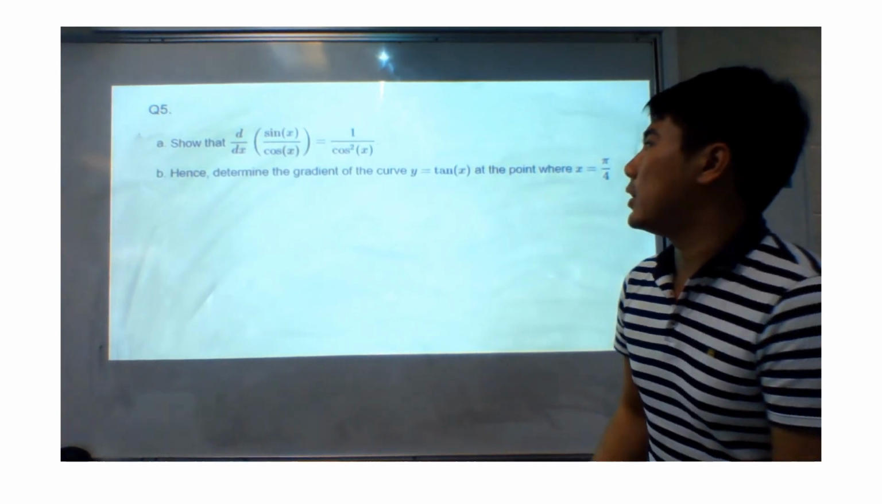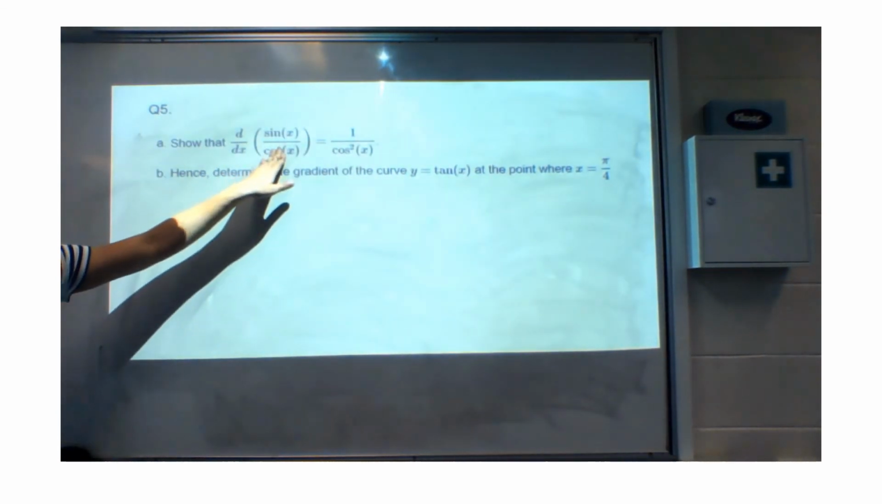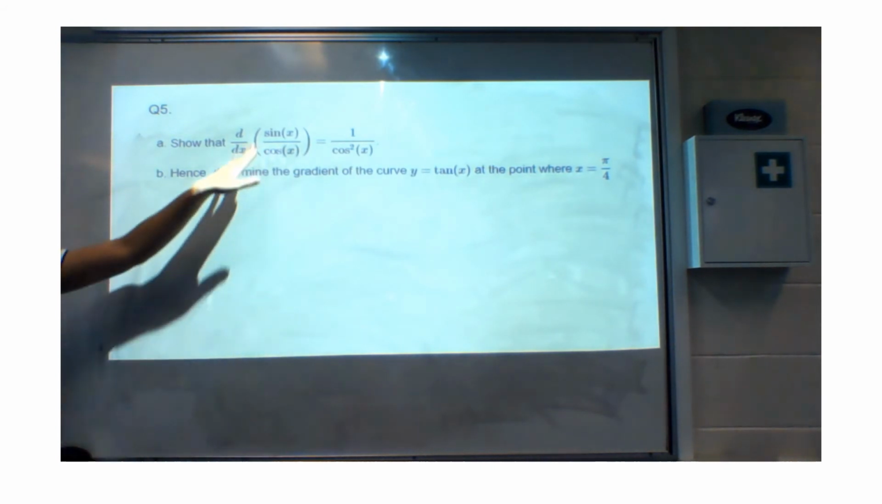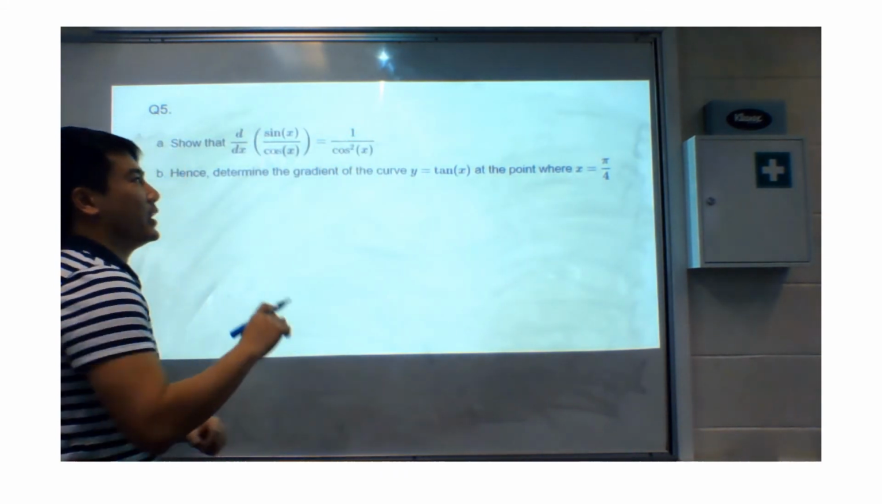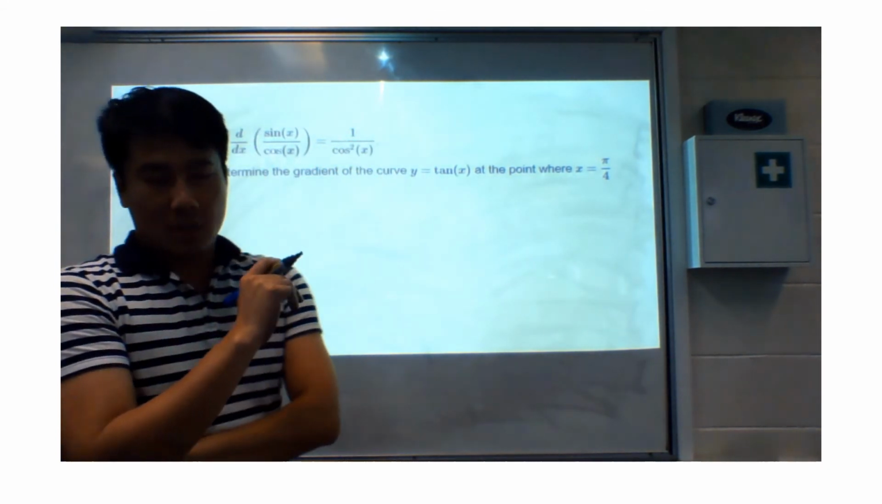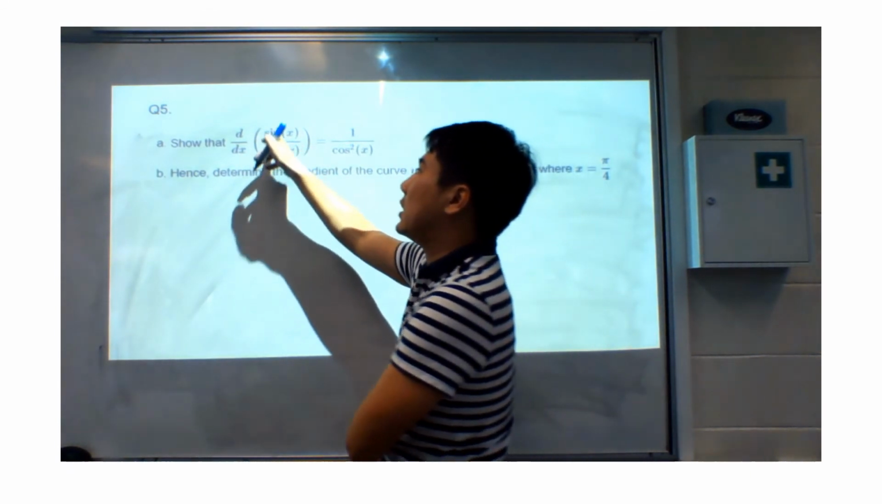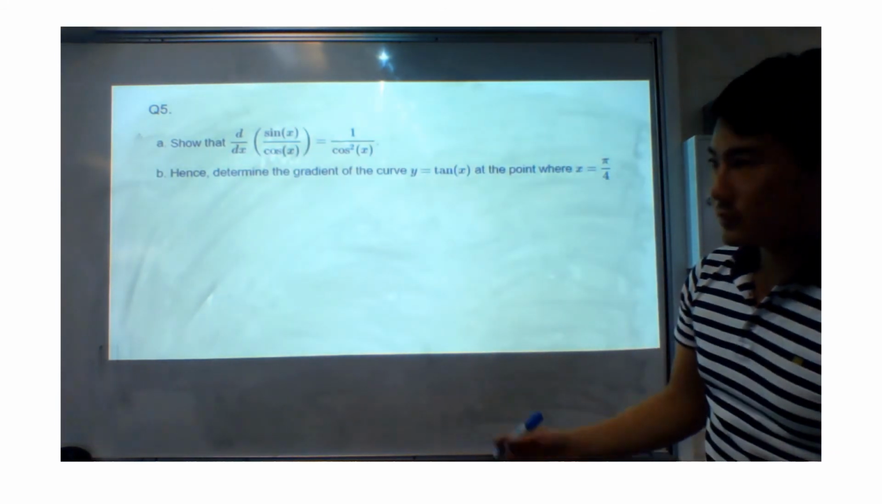Alright, let's do one more. Last one. I want you to differentiate sine x over cos x, and I want you to show that this equals 1 over cos square of x. You should have done this to death by now. If you're differentiating something divided by something, you're going to use the quotient rule.